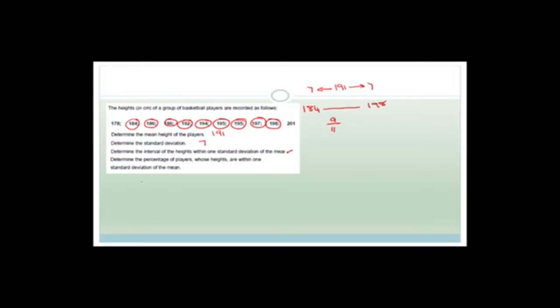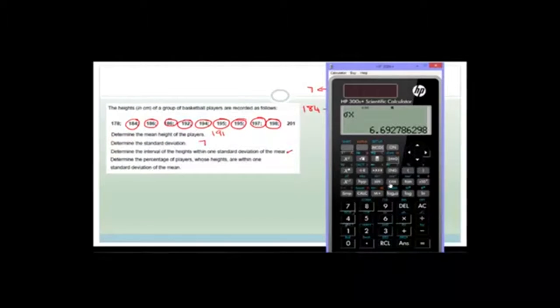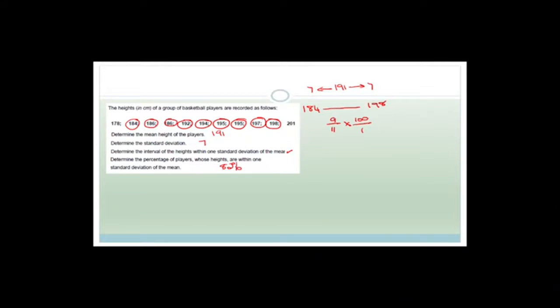1, 2, 3, 4, 5, 6, 7, 8, 9. So 9 out of the 11 players are within one standard deviation of the mean. So what can we do? We need to times that by 100 over 1 to get the percentage. So we go 9 divided by 11 equals, and then we multiply it by 100. Equals, and that becomes 81.8. And since all the other numbers we've rounded off to the whole number, we're going to round this off, so it becomes 82%. So 82% of the players fall within one standard deviation of the mean.